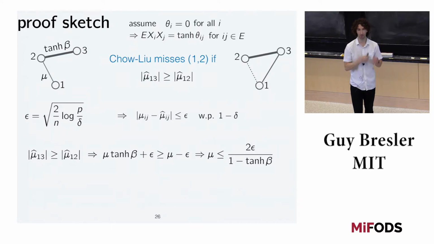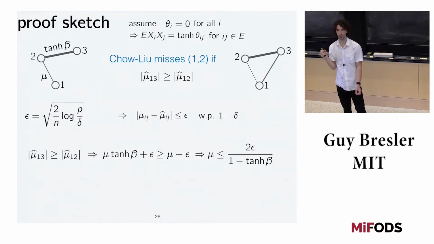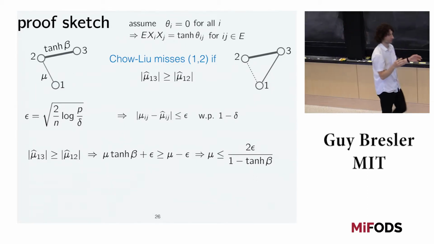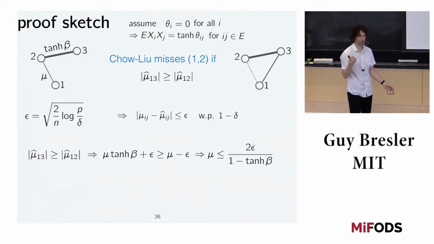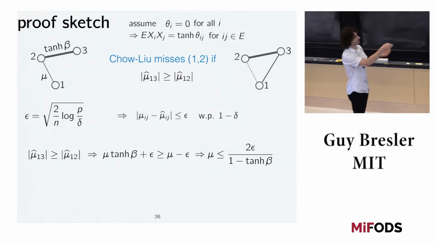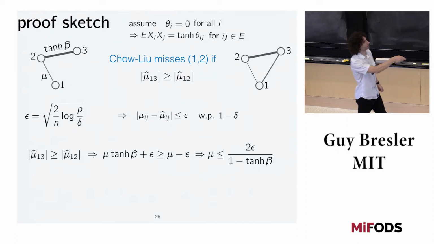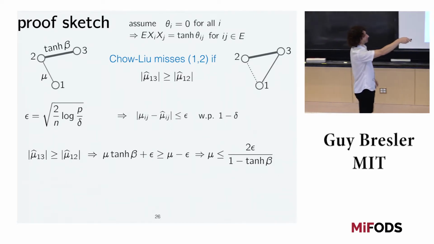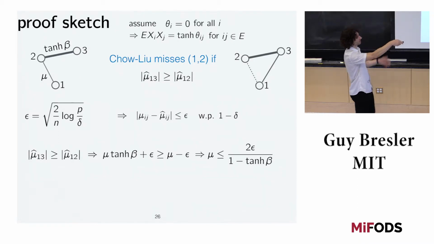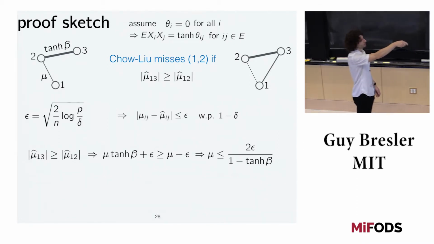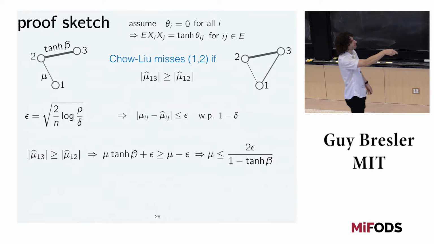Okay, so again, to remind you, this is one particular toy example, but it turns out to be the crux situation for the Chow-Liu algorithm. And just by this quick computation, we see that the Chow-Liu algorithm is going to make a mistake, with decent probability, if mu is less than 2 epsilon over this quantity.